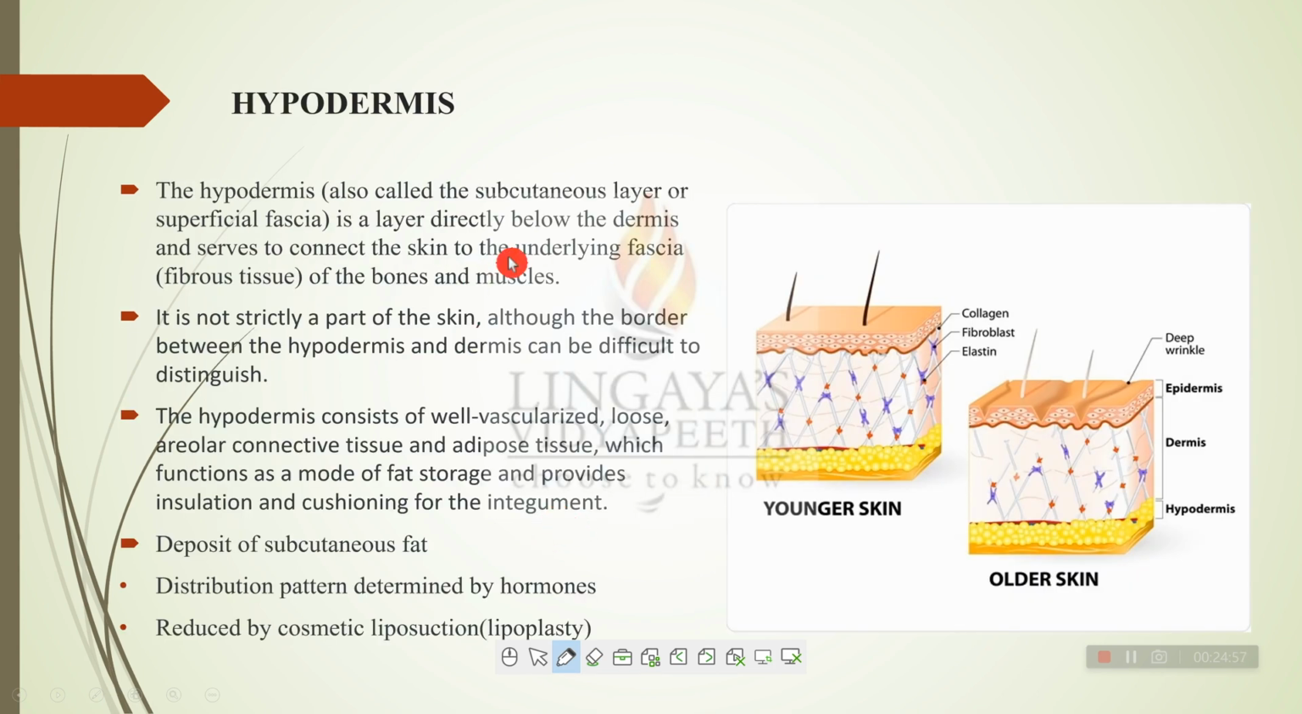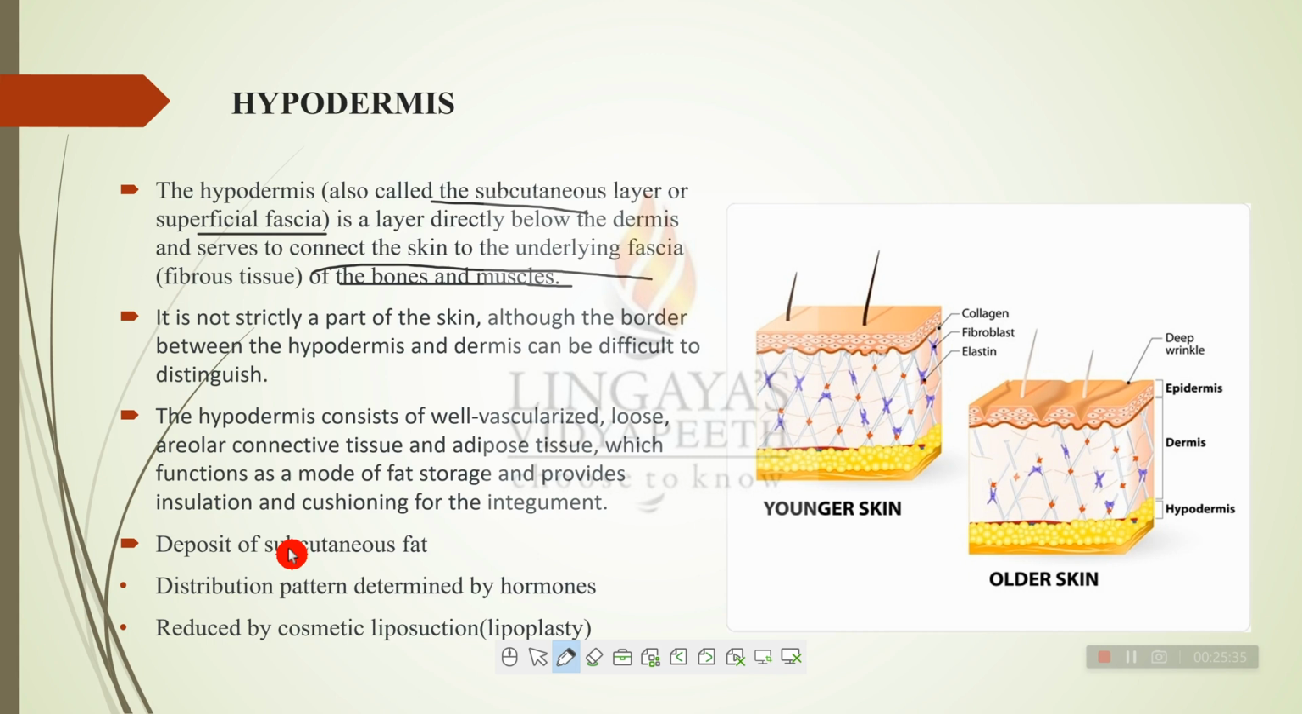Next is the hypodermis. Hypodermis is also called the subcutaneous layer or the superficial fascia because it is the deepest layer. It is directly below the dermis and it serves to connect the skin to the underlying fascia of fiber tissues of bones and muscles. It invaginates into the dermis and is attached to the latter immediately above it by collagen and elastin fiber. It is generally composed of collagen and elastin fibers.